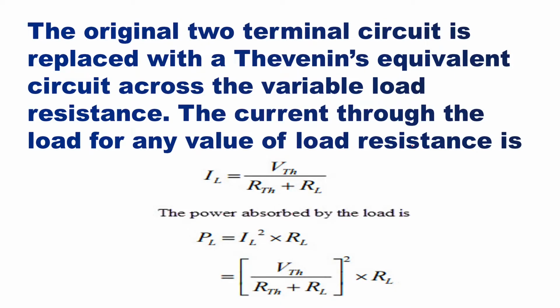The original two-terminal circuit is replaced with a Thevenin equivalent circuit across the variable load resistance. The current through the load for any value of load resistance is IL equal to VTH upon RTH plus RL.